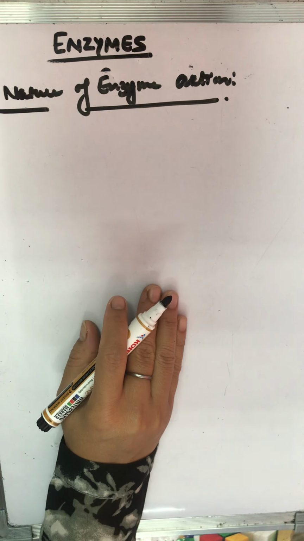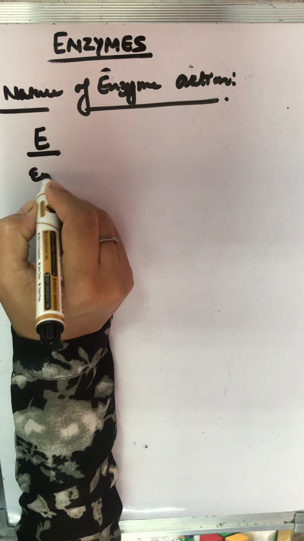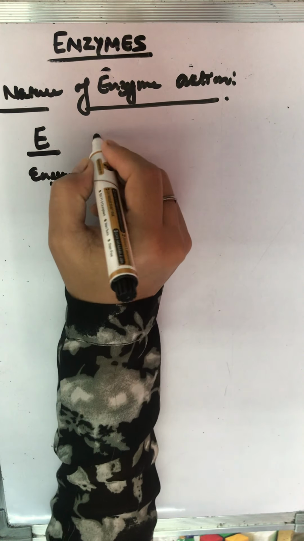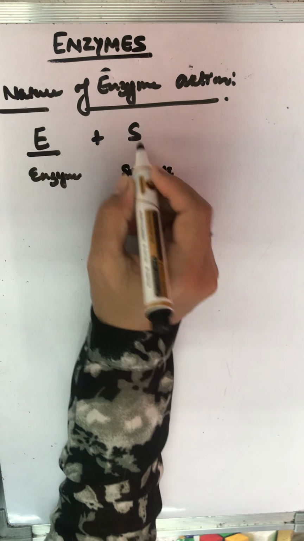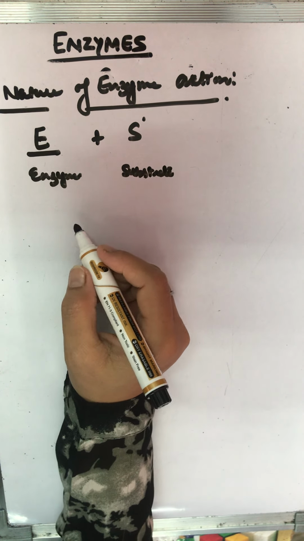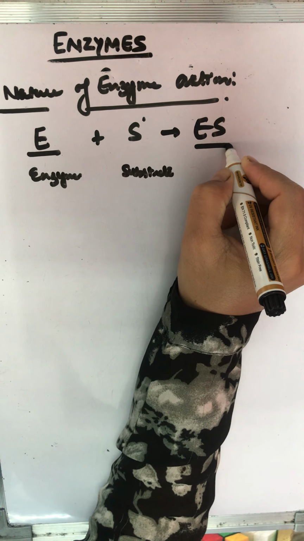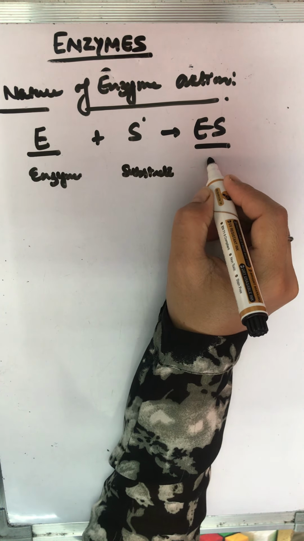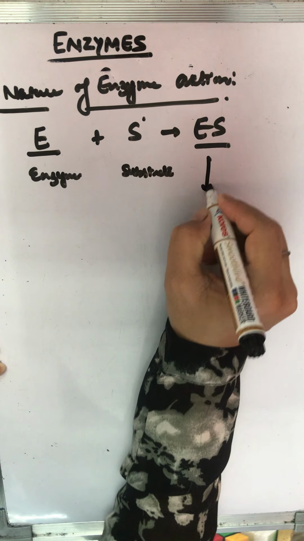When we say nature of enzyme action, we are quite clear with what is E. Obviously, it is the enzyme. What is S? It is the substrate. The substrate always binds to the active site of the enzyme. And what does it form? The ES complex, the enzyme-substrate complex. This is a transition state, a transient complex. This complex is short-lived.